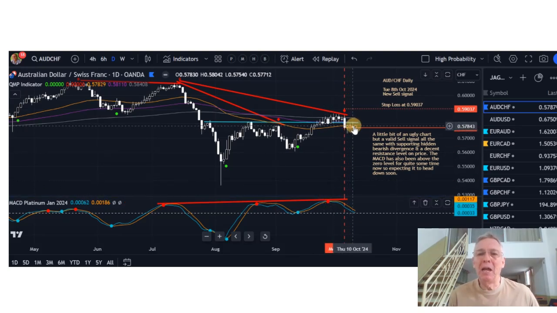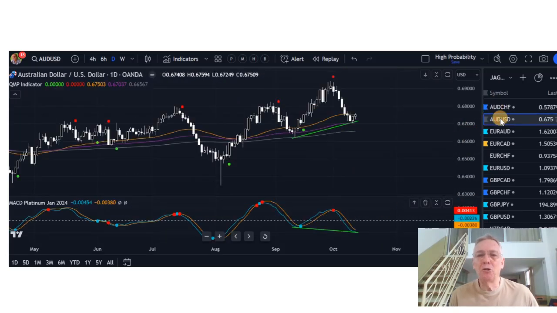So we're in a sell here, going nowhere fast, just waiting. MACD Platinum is still above the zero level, just. Generally, you're looking at the reddish-brownish coloured line there. So if you have a look over here, even on that candle there, it's still positive. So that's Aussie Swiss in a sell, not much happening.